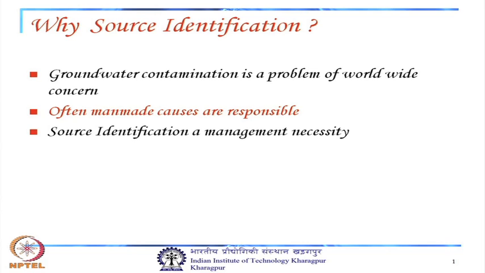So, source identification is a management necessity. Why is it necessary? It is necessary from the groundwater management point of view. If we can manage to identify the source, we can have some kind of remediation strategy for that particular aquifer, and we can decontaminate or start the remediation process in that aquifer.